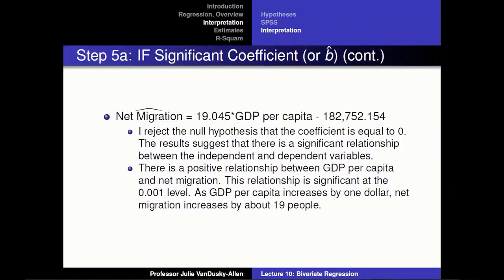So going back to our example, we would write, I reject the null hypothesis that the coefficient is equal to 0. The results suggest that there is a significant relationship between the independent and dependent variables. There is a positive relationship between GDP per capita and net migration. This relationship is significant at the 0.001 level. As GDP per capita increases by $1, net migration increases by about 19 people.